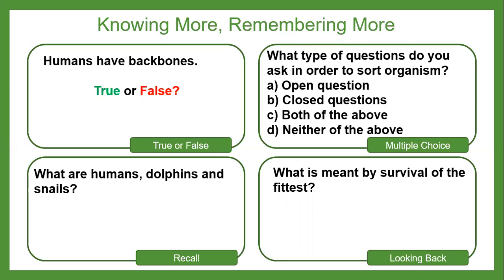Okay, question 1. So humans have backbones is true. Humans do, we all have a spine. The multiple choice, what type of questions do we ask in order to sort an organism? It is closed questions.